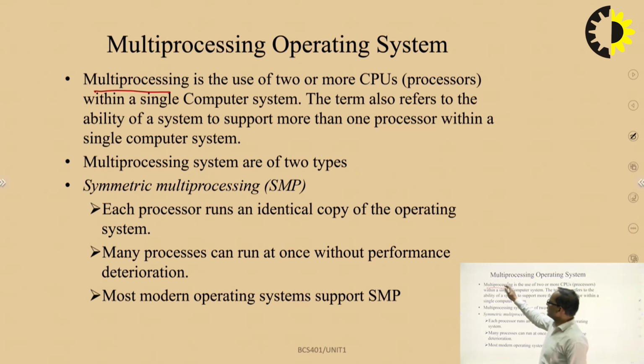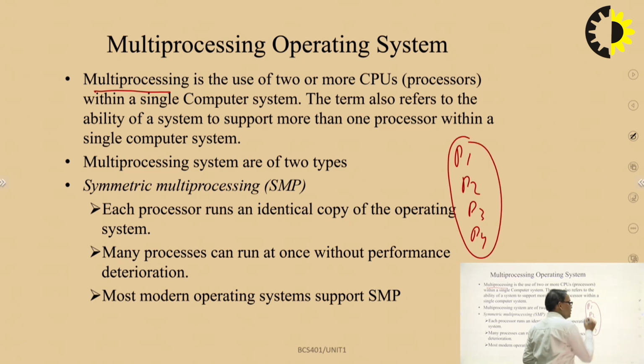But what happens in the case of multiprocessing? Multiprocessing is also multiprogramming, but with something extra. What is that? We have more than one process, P1, P2, P3, P4. But in this scenario of a multiprocessing environment, these multiple processes will execute on multiple, different processors. It means execution of multiple programs on different processors. Such type of environment or processing is known as multiprocessing.